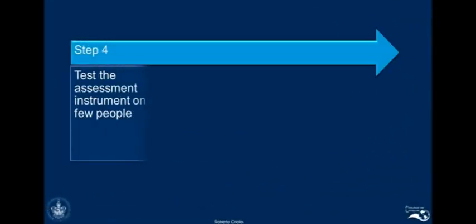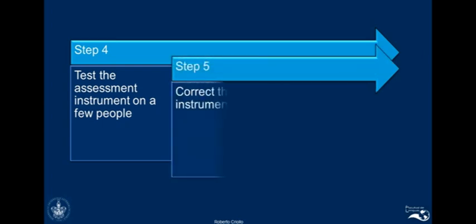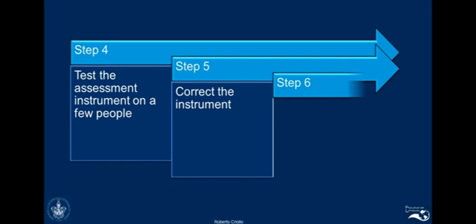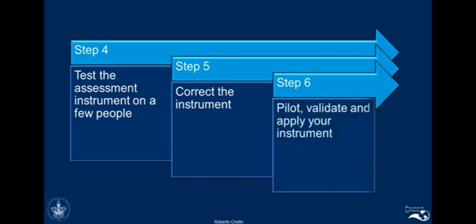The fourth step will be to test the assessment instrument by using it just on a few people. That means that the first time that we design an instrument, we're going to use it just to assess 3 or 5 people to see how it works. After that, we can revise it, we can correct the instrument according to the things that we observed, and then we can proceed to piloting our instrument.